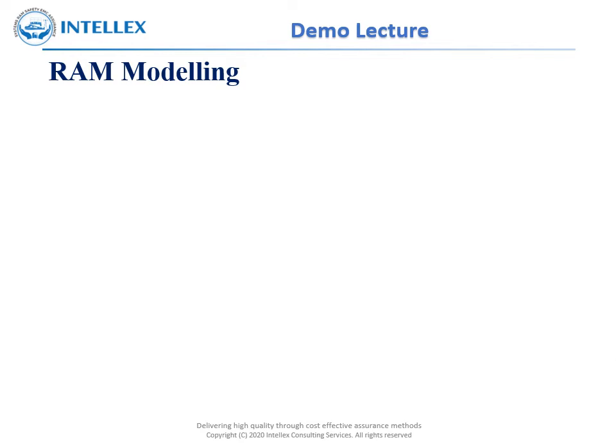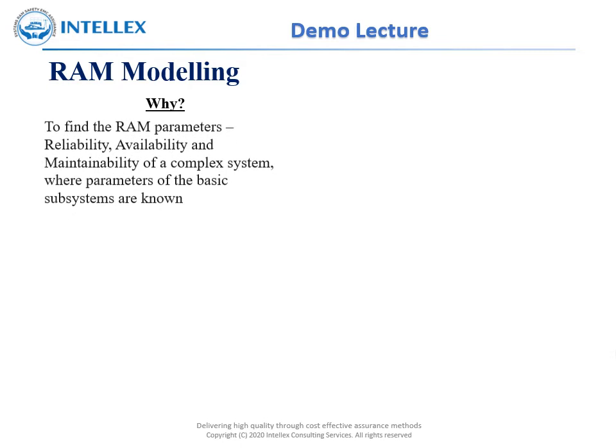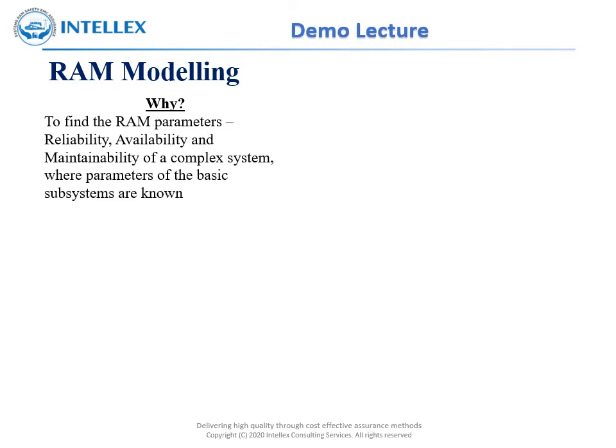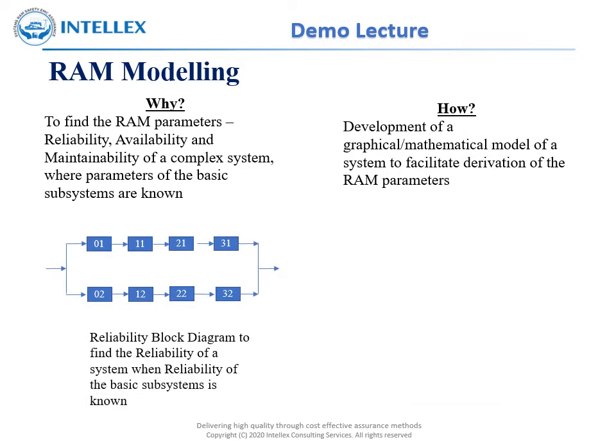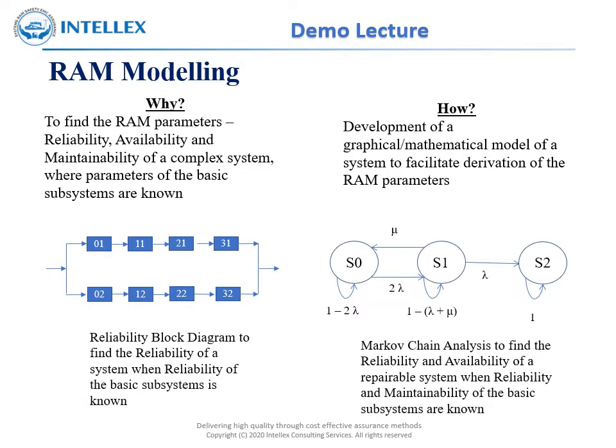Normally, systems consist of a number of subsystems which are connected to each other in a given configuration. RAM modeling is used to find the reliability and availability of the overall system from the RAM parameters of the constituent subsystems. This is achieved by developing a graphical or mathematical model of the system. Generally, two methods are employed for RAM modeling, which are reliability block diagram and Markov chain analysis.